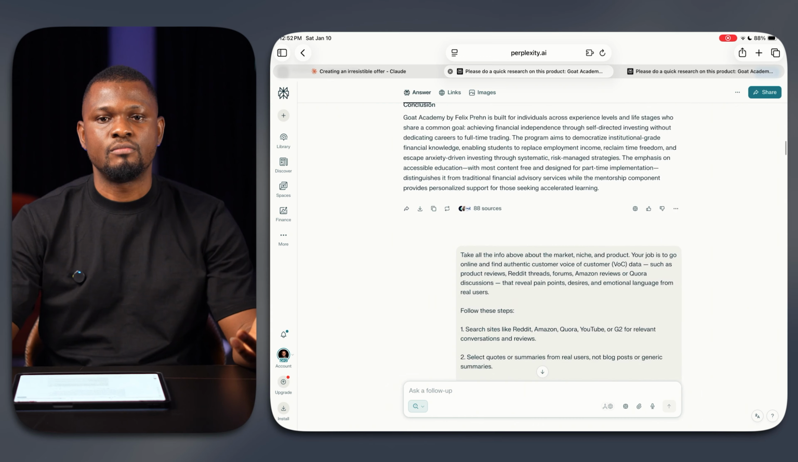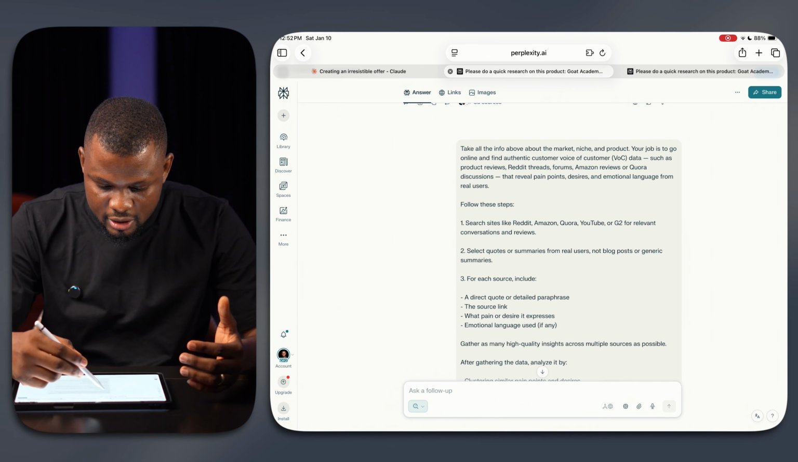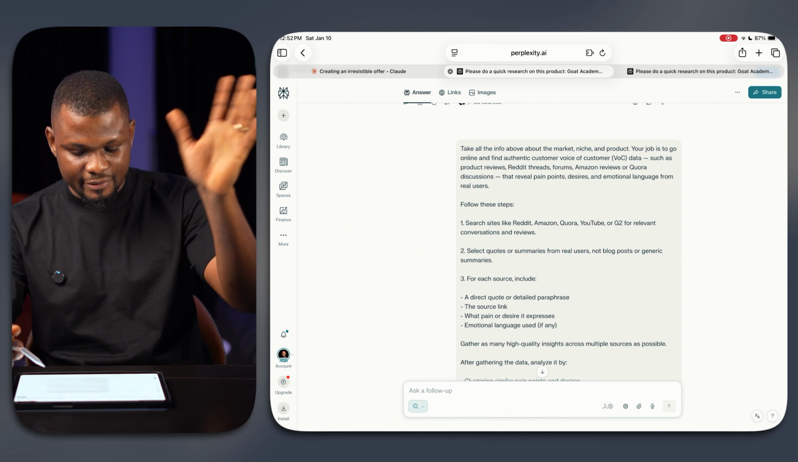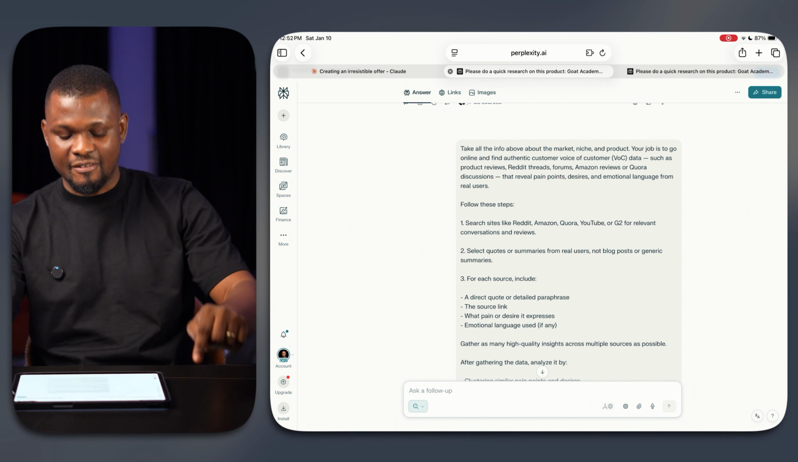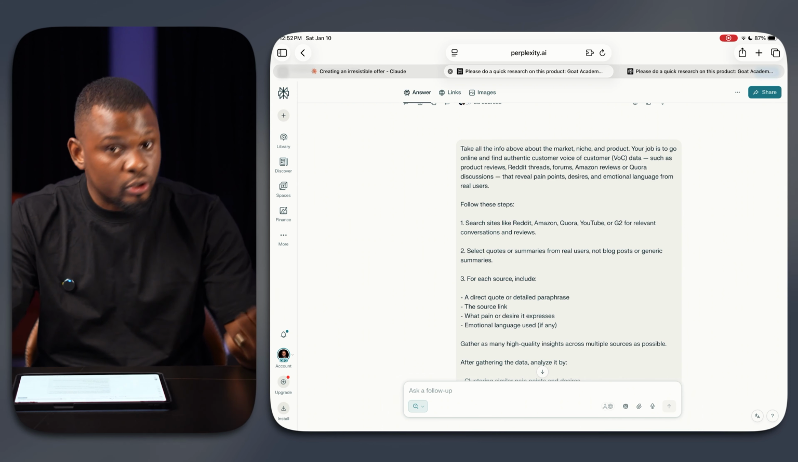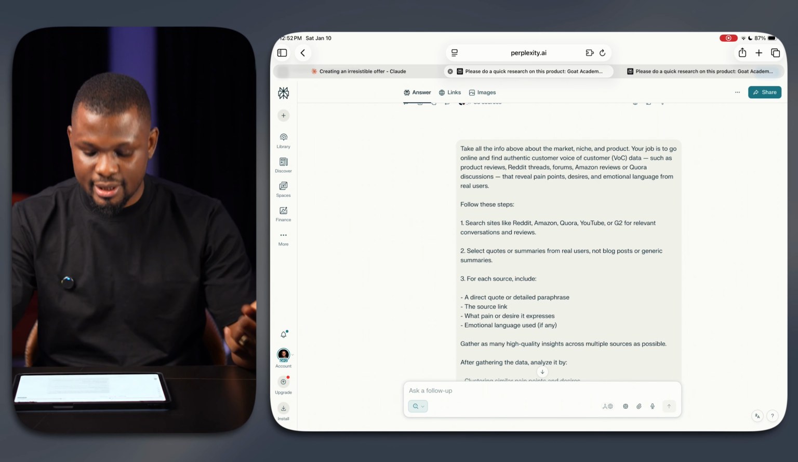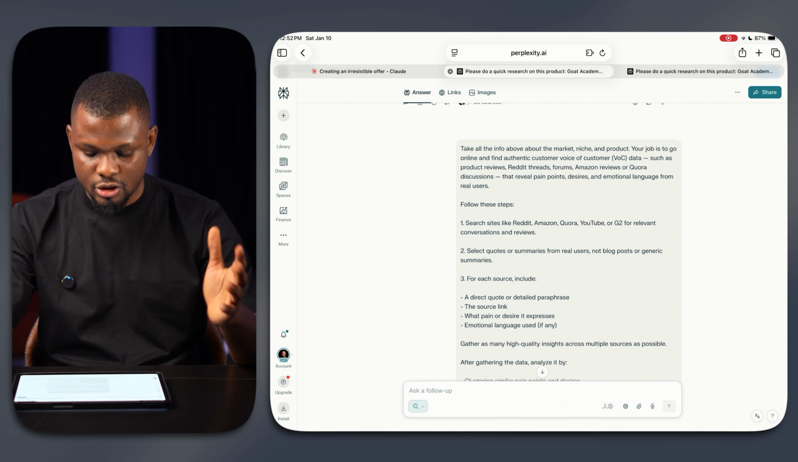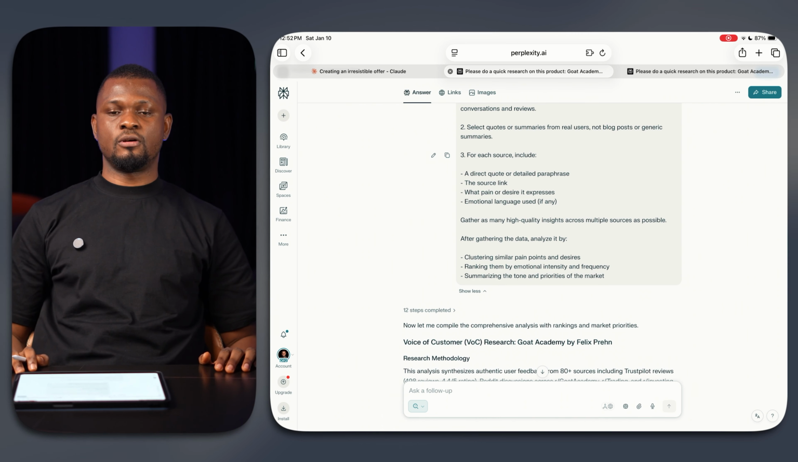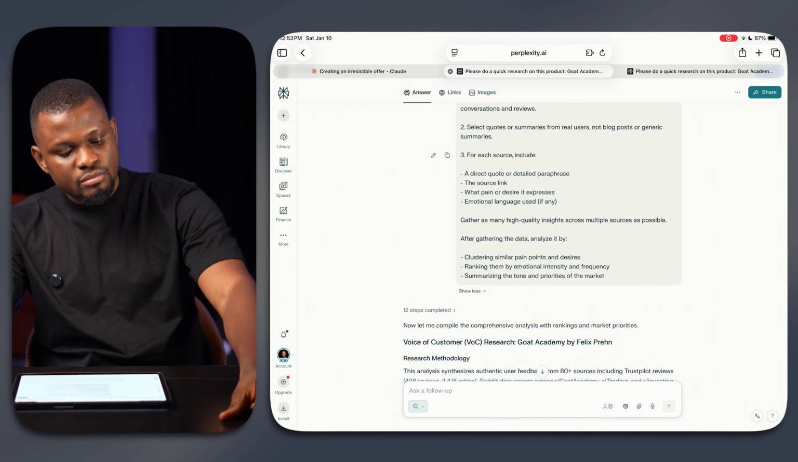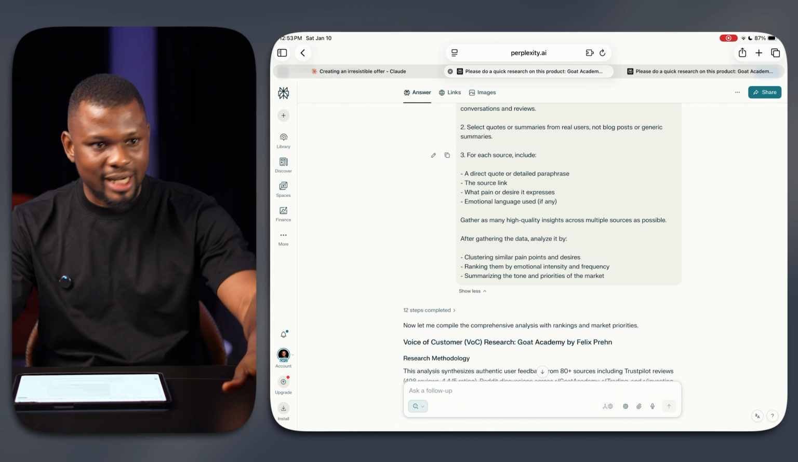After getting that information, here's the second prompt I dropped. Take all the info about the market above, the niche, the product, and everything. Your job is to go online and find the authentic voice of our customer, such as product reviews, Reddit threads, forums, Amazon reviews, Quora, and whatnot. Go into the social media platforms and dig out what they're saying about his product. Is it getting them results? What are the things they like? What are the things they dislike?